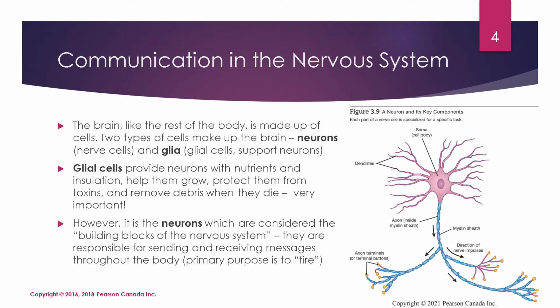So the brain, like the rest of the body, is made up of cells. There are two main types of cells that make up our brain. They are the neurons, which are the nerve cells, and then the glia, which are glial cells. So they actually serve to support the neurons' functioning. So glial cells provide neurons with nutrients and insulation. They help them grow, they protect them from toxins and remove debris when they die. So they are very important, but the neurons are those that are considered the building blocks of the nervous system.